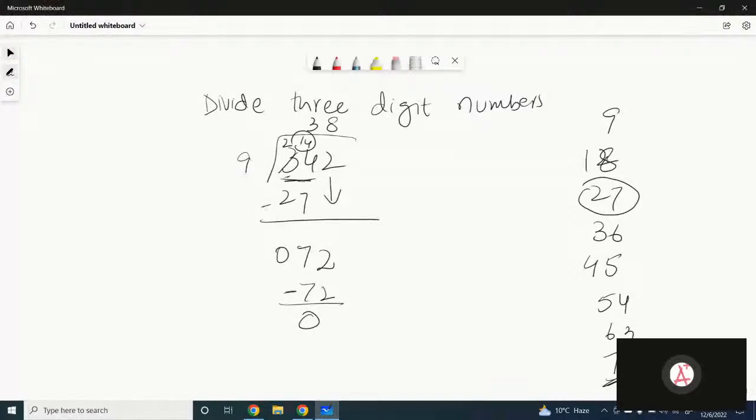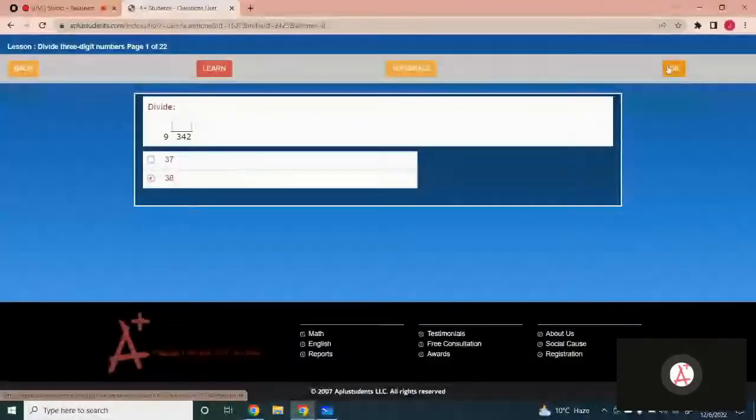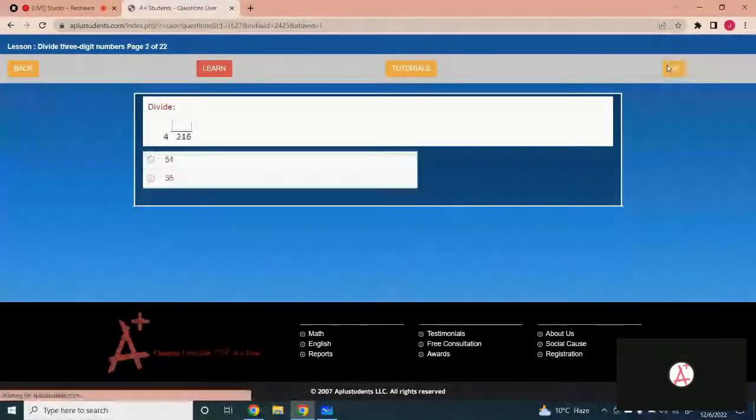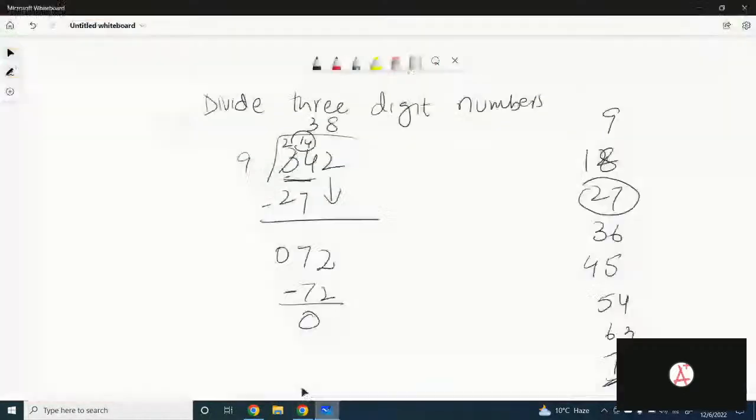Got it, everyone? So 342 divided by 9 equals 38. The correct option is 38. Just select the correct option and click on the OK button. Got it, everyone? Please write a yes in the chat box.